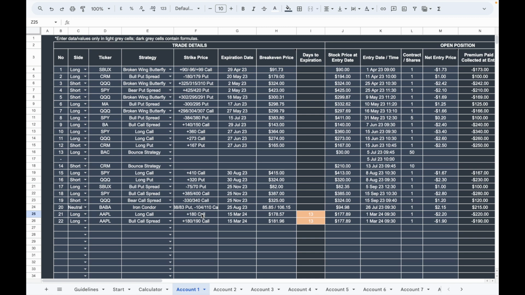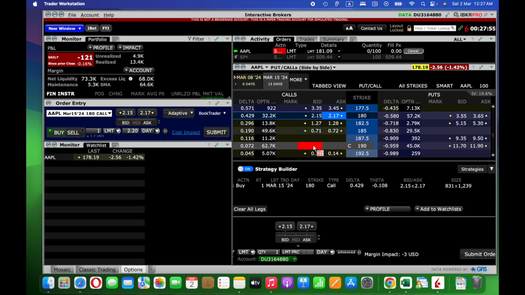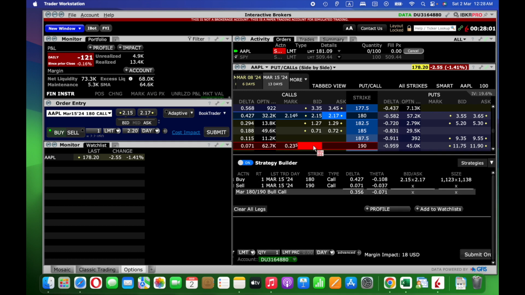For example, if I am bullish on Apple stock, instead of buying a single call option, I can also sell a call option at my target strike price and make it a bull call spread. So on Trader Workstation, if I want to sell a call option, I just click on sell, then it will become a bull call spread as I mentioned before.